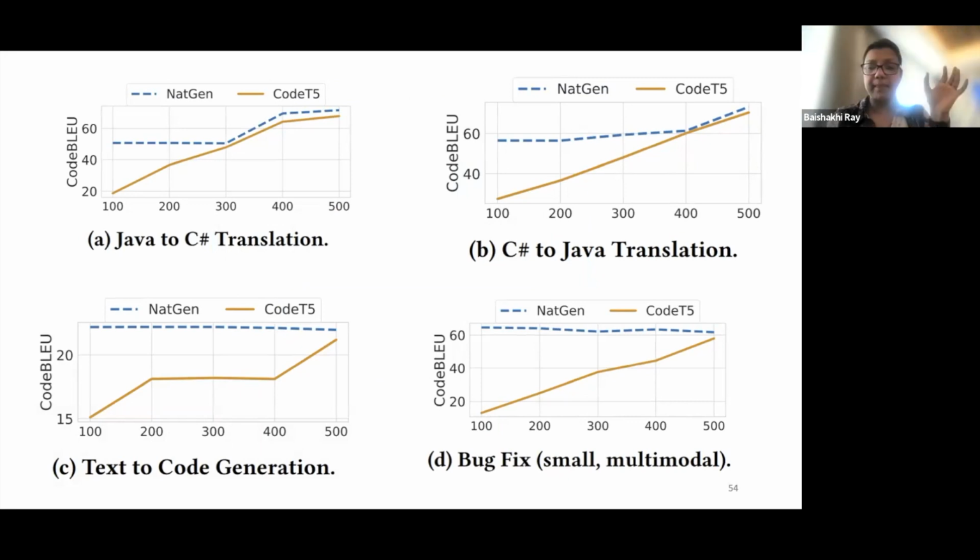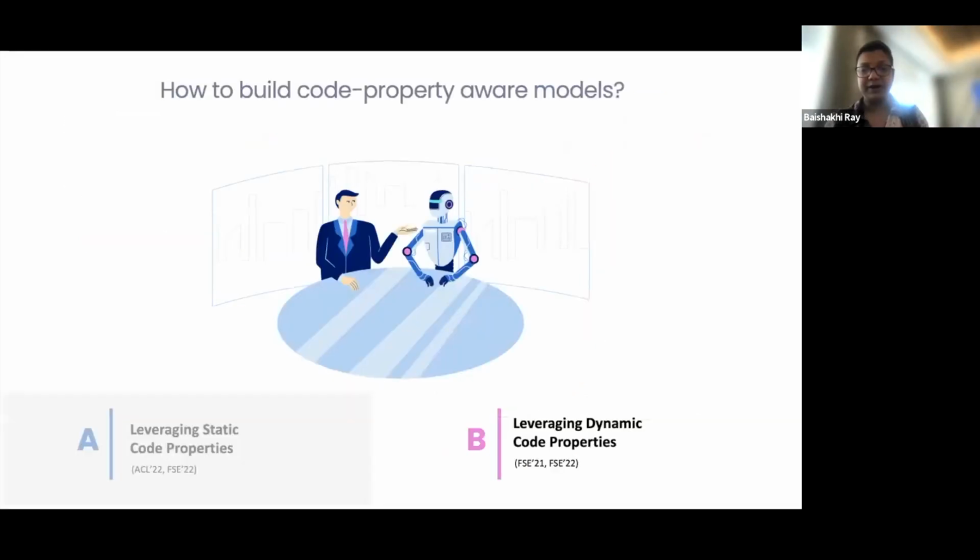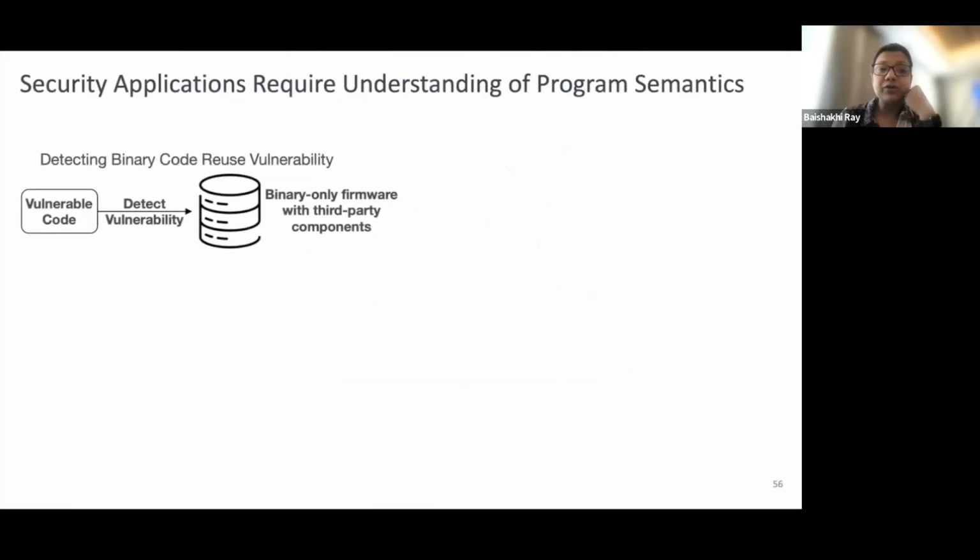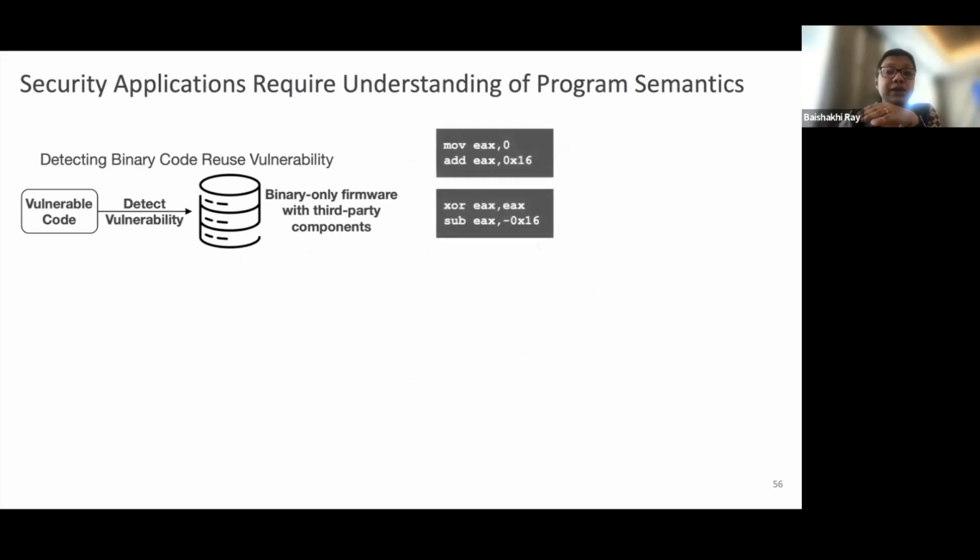So I want to quickly cover, in 2-3 slides, that so far we have been talking about static properties in detail, but dynamic properties also help, and the help is even more profound. We know that for vulnerability detection and many other tasks which need deeper semantic analysis, like similarity detection, we need to understand the code properties.